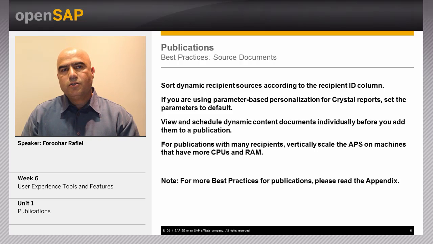View and schedule the dynamic content documents individually before you put them into the publication, because if there is a problem with them, you will identify them there. It's hard to troubleshoot when you have a publication and something is not working. So it's best to know each individual report is working fine before putting it there. And also when you have many recipients, to avoid performance problems, vertically scale the APS on the machines that have more CPUs and RAM.